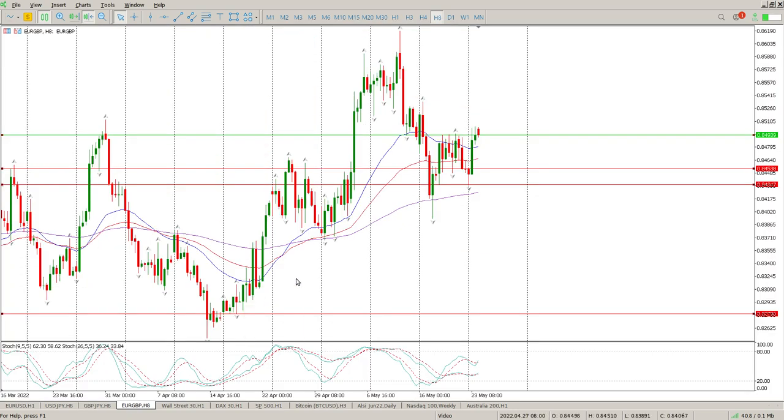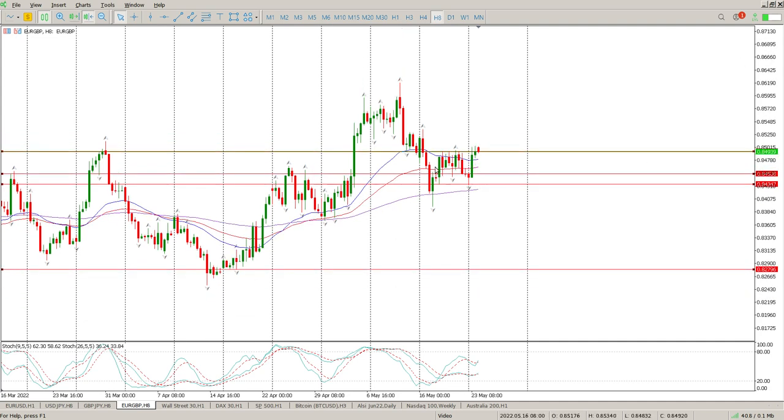Moving on to Euro British Pound. Last week was pretty much just hovering around here. We are looking like we're testing, adhering to this level here, and that's 0.84347.